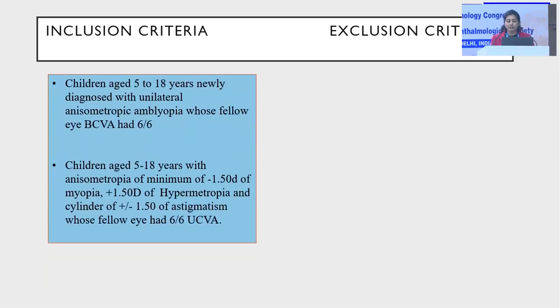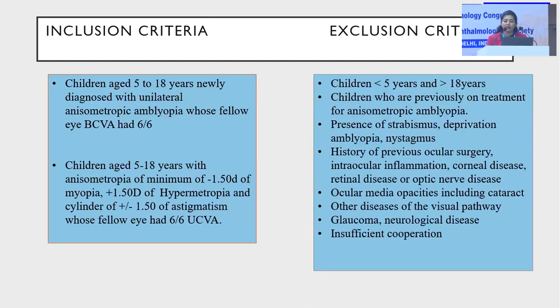So we included children aged 5 to 18 years who were newly diagnosed with unilateral anisometropic amblyopia, whose fellow eye had a BCVA of 6/6, and for anisometropia, children aged 5 to 18 years with anisometropia of minimum of 1.5 diopters of myopia, hypermetropia and astigmatism, whose fellow eye had 6/6 UCVA. And we excluded children less than 5 years and more than 18 years, and all the eyes which had any organic pathology.